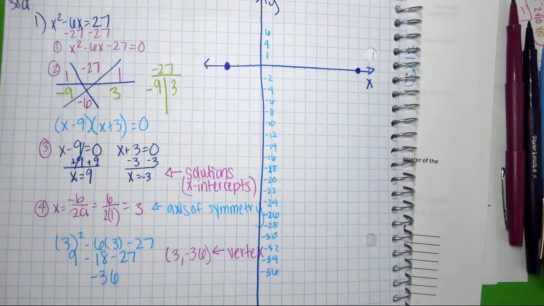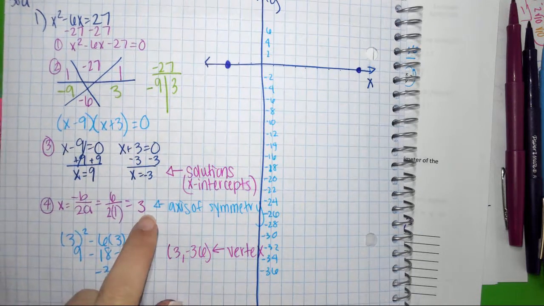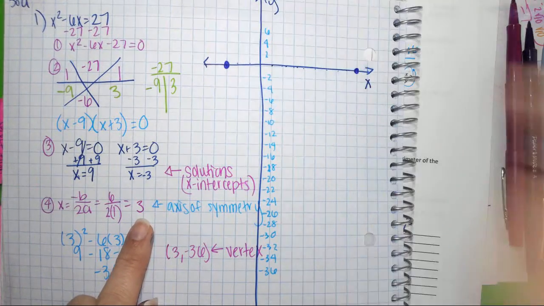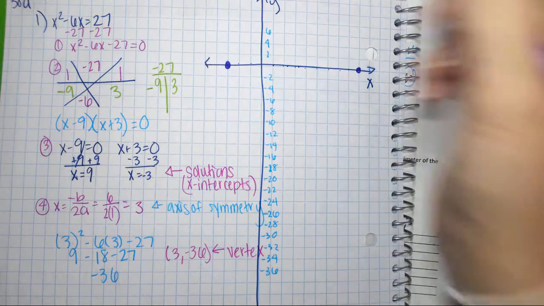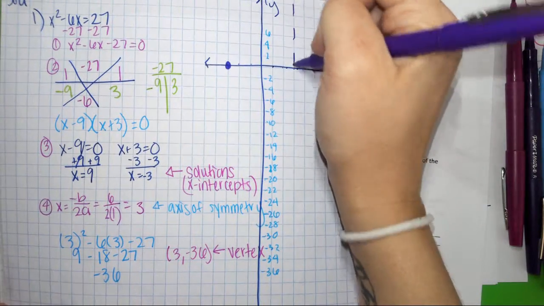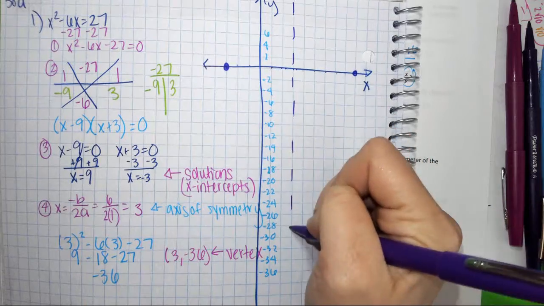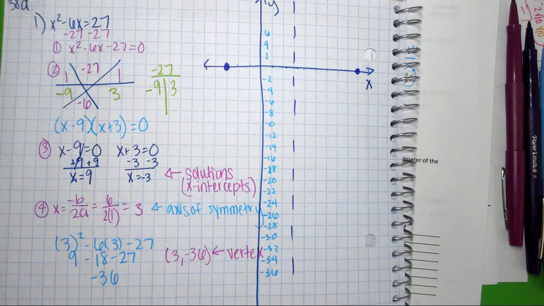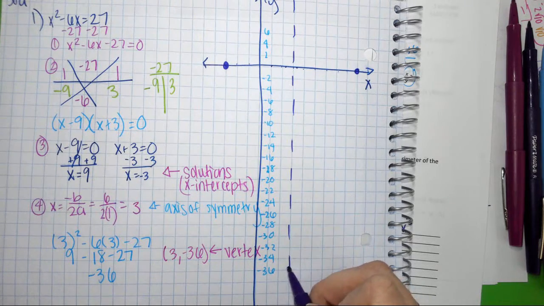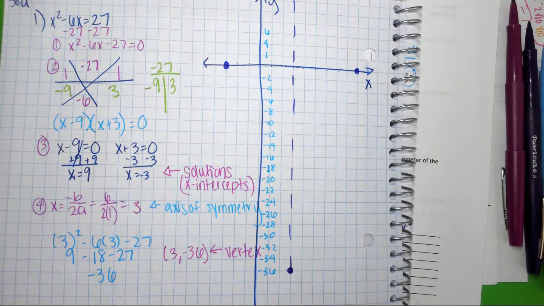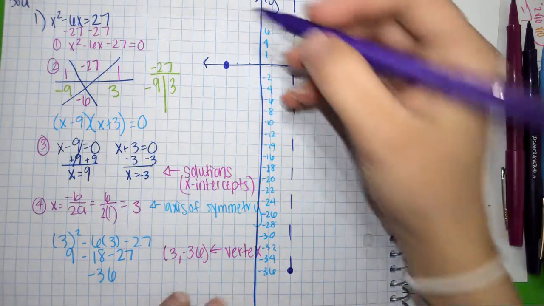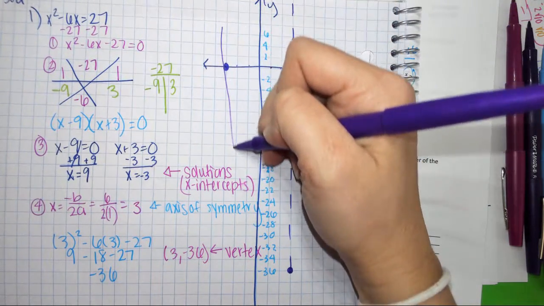Where is my axis of symmetry at? And I labeled that in blue. My axis of symmetry is at 3. So I go right, 1, 2, 3. And do I put a dot or just draw a vertical line? Vertical line. What's the last thing I need to plot? Negative 36. And then do I connect it with a U or a V? It looks like a V. A U. It's a U. Quadratic is U.